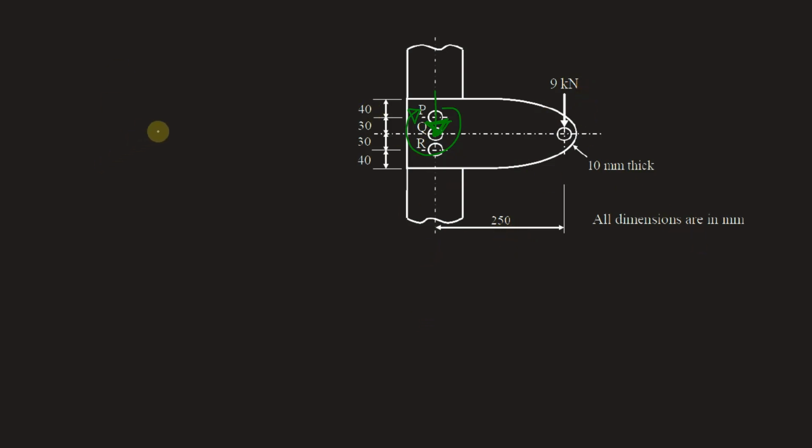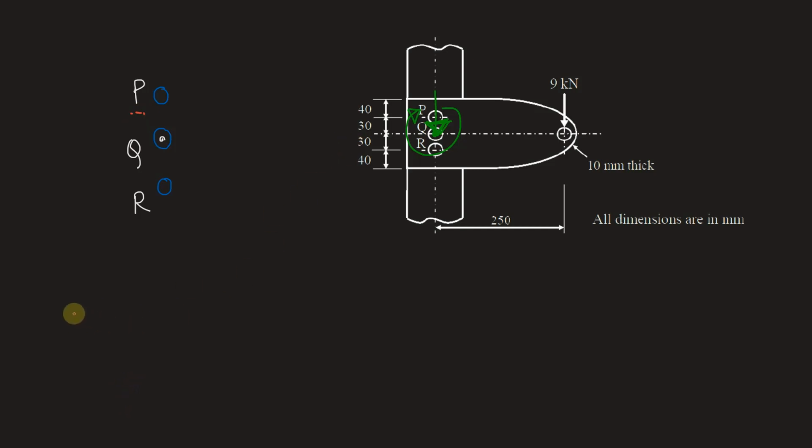Let's draw it here again. We have 3 bolts, one at Q itself, one at a distance of 30 millimeters from Q, and another one at a distance of again 30 millimeters on the other side. Name these as P and R. And this system will look something like this. Now this load that is coming, we can distribute it into these 3 bolts. The direct load can be distributed directly. We have to find the shear stress on P.